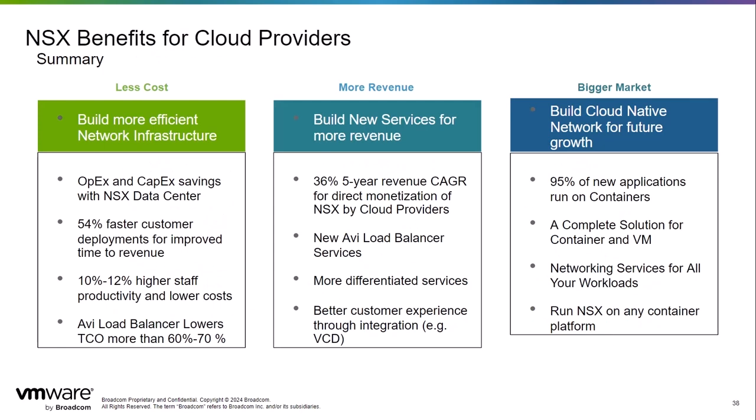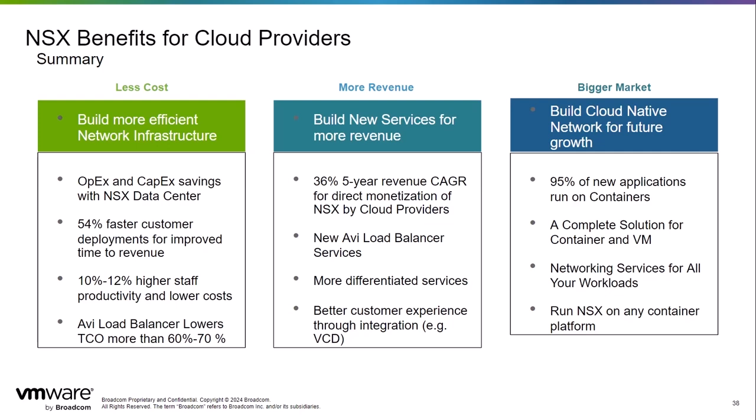Here are some of the NSX benefits for cloud providers. It allows you to build more efficient network infrastructure to reduce OpEx and provide CapEx savings, 54% faster customer deployments for improved time to revenue, 10 to 12% higher staff productivity and lower cost, while Avi load balancer lowers TCO by more than 60-70%, which we will go more into later.